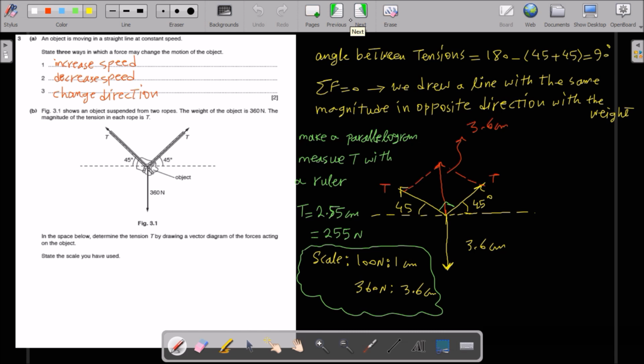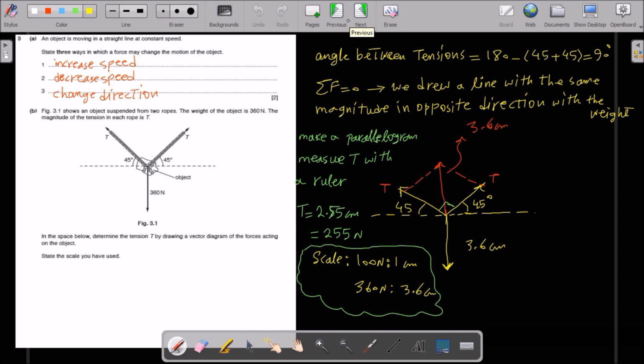Part B, figure 3.1 shows an object suspended from two ropes. The weight of the object is 360 Newton. The magnitude of the tension in each rope is T. In the space below, determine the tension by drawing a vector diagram of the forces acting on the object. State the scale you have used. Okay.